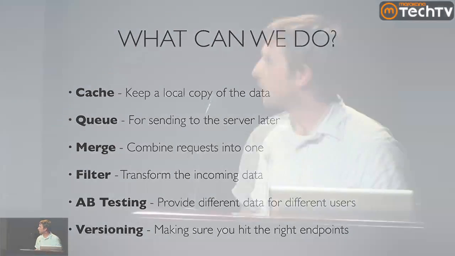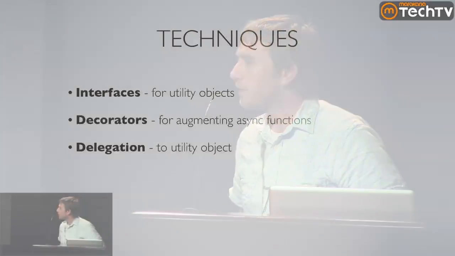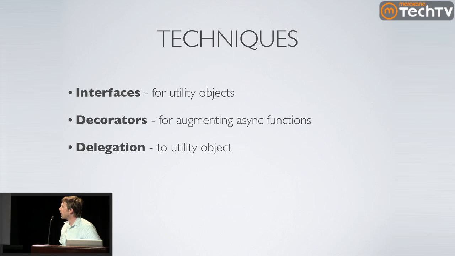So I'm going to briefly go over techniques that we can use in JavaScript to help build an app and apply these patterns. So we should look at interfaces. So defining an interface. JavaScript doesn't actually have a concept of an interface, but at least in our minds we should have an idea of what the interface for a particular utility object is. So things like an object that does caching or an object that does queuing, that they have an interface defined of how you actually use those objects, without actually going into the detail of how they work.